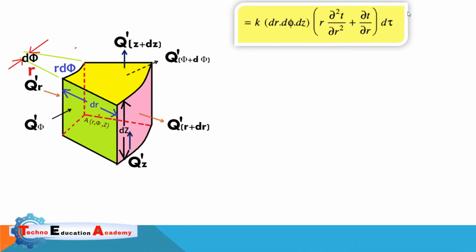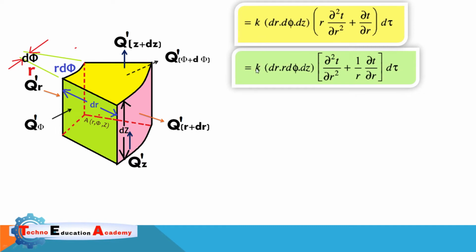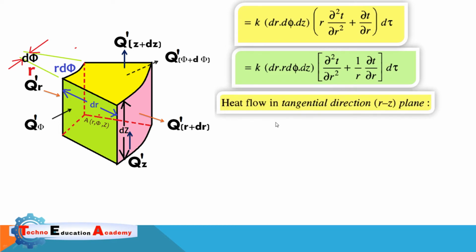We can also write this equation as k into dr into r into d phi into dz. Here r is kept outside the bracket, so r is here. So del square t by del r square, there is no r value, and here we keep out the r from the bracket. So it is 1 upon r multiplied by del t by del r into d tau. Same as heat flow in the tangential direction.